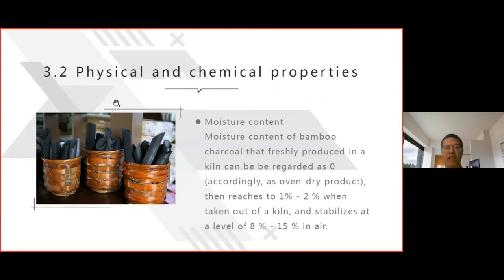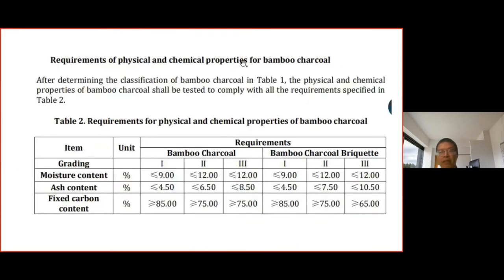3.2, physical and chemical properties. The physical and chemical properties of bamboo charcoal should be tested to comply with all the requirements specified in Table 2. The items include grading, moisture content, ash content, and fixed carbon. Bamboo charcoal and bamboo charcoal briquettes have different indexes.